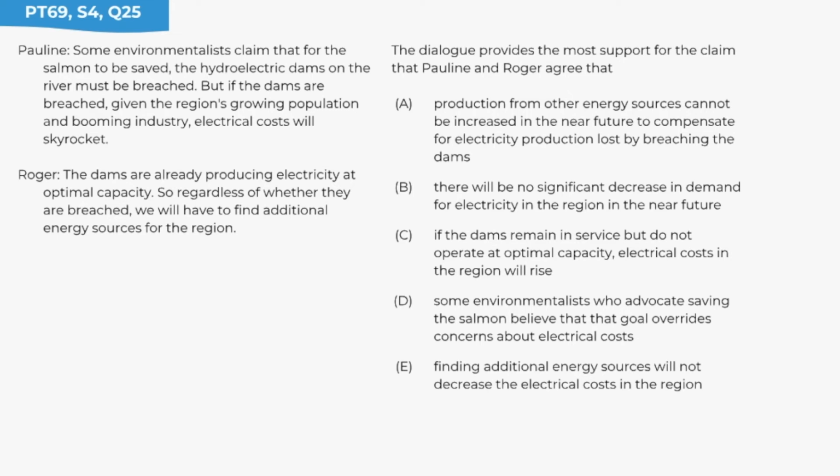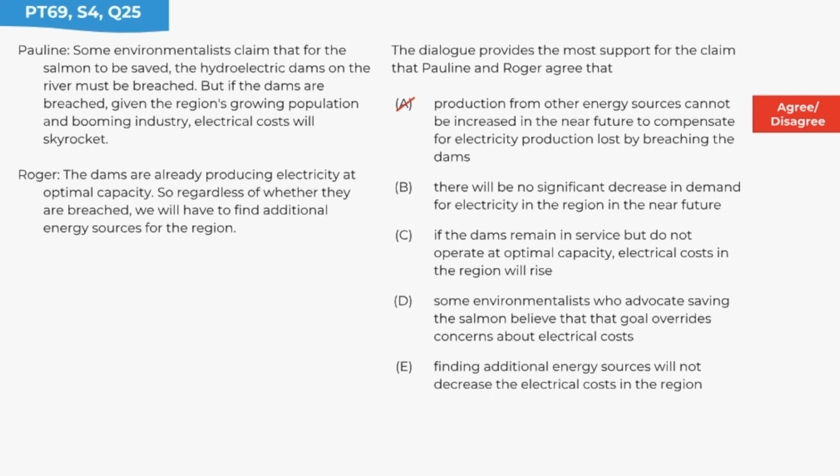Answer choice A says production from other energy sources cannot be increased in the near future to compensate for electricity production lost by breaching the dams. Well, Roger would definitely disagree with that idea, but Pauline would agree with that idea. So this is something that one person would agree with and one person would disagree with. This would be right if you were working on a disagreement question, but it's wrong on an agreement question.